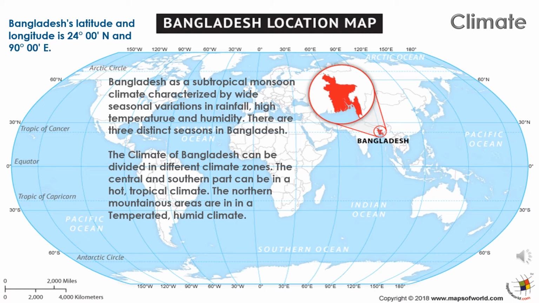Now we'll talk about the climate. Bangladesh's latitude and longitude is 24 degrees north and 90 degrees east. Bangladesh has a subtropical monsoon climate characterized by wide seasonal variations in rainfall, high temperatures and humidity. There are 3 distinct seasons in Bangladesh. The climate of Bangladesh can be divided into different climate zones. Central and the southern part are in a hot tropical climate. The northern mountainous areas are in a temperate, humid climate.